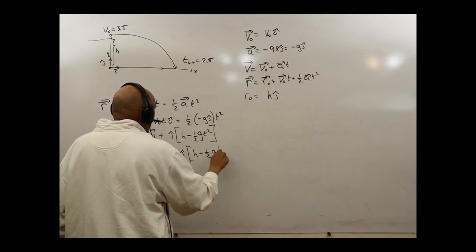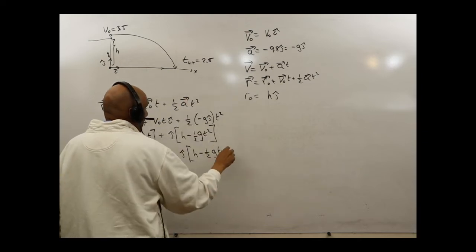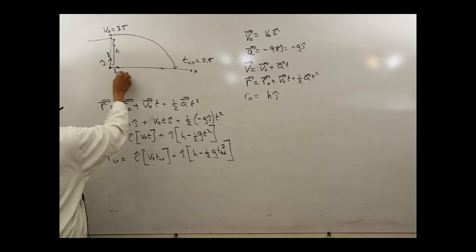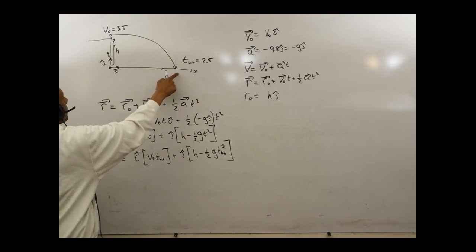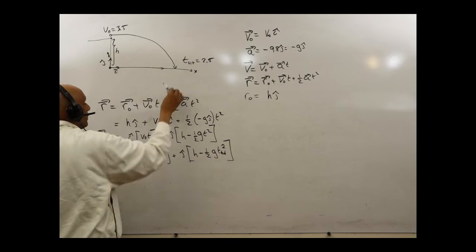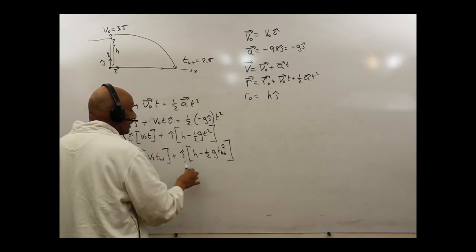Half g times the hit time, so the hit time is 2.5, squared. So where does it actually hit the water? Well, it hits the water when it hits the x-axis. When it hits the x-axis, there is no j component. There's the x component and the j component. The j component must be set to 0.